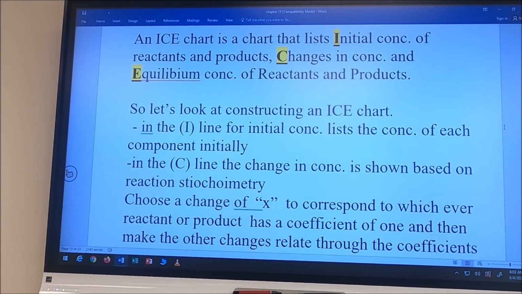So when we construct an ICE chart, we're going to have 3 lines on the ICE chart. One for the initial, one for the change, and one for the final. And we're going to choose a variable x to correspond to whichever reactant or product has a coefficient of 1. It makes our life easier. Okay, so let me show you what's going on here.